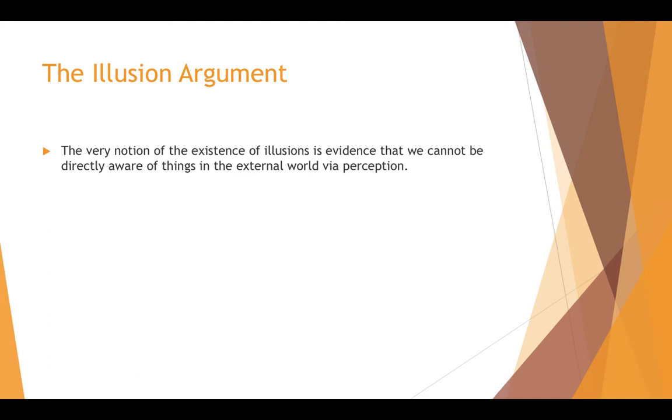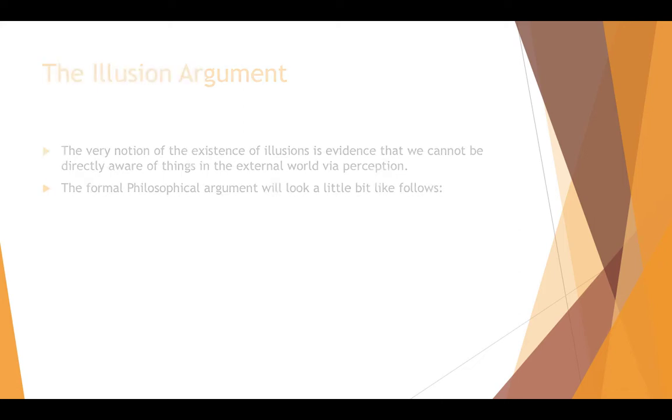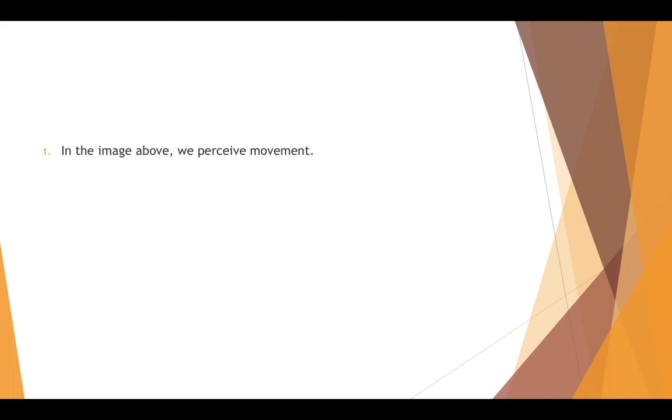So the very notion of existence of illusions is evidence that we cannot actually be directly aware of things in the external world via perception. There cannot be this direct link. Okay. So premise one. In the image above, the image that we spoke about with the moving circles, we perceive motion, we perceive movement. Okay. In reality, there is no motion, there is no movement. I think we can all agree that these two premises are both true. We are perceiving movement and motion in that image when in reality there isn't actually any motion.